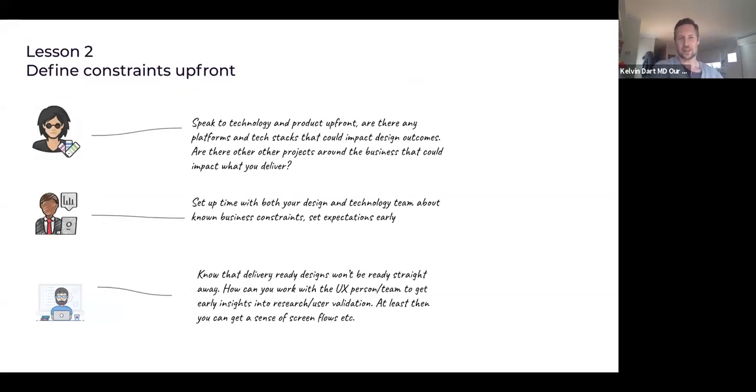Define constraints up front. As I said, at the start of any project, everyone's excited. It's a blank slate. The world is optimistic. The sun is shining. There's no COVID. Like, we're ready to go. And what we fail to do is that we tend to have these conversations in the 11th hour. So you're 2 or 3 months down the track. The deadlines are really coming up close. All of a sudden, you're starting to uncover those constraints.